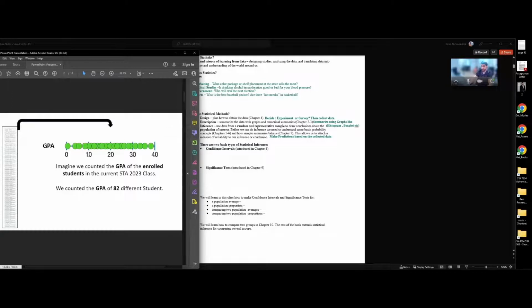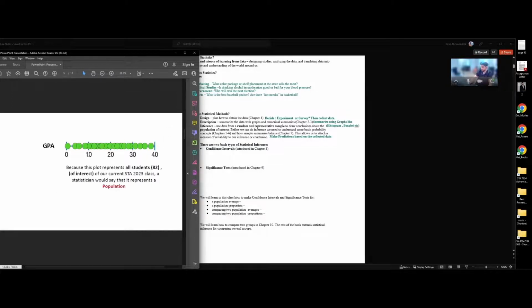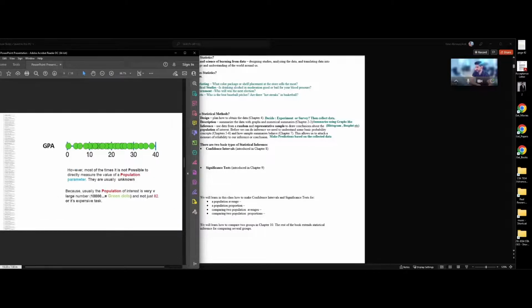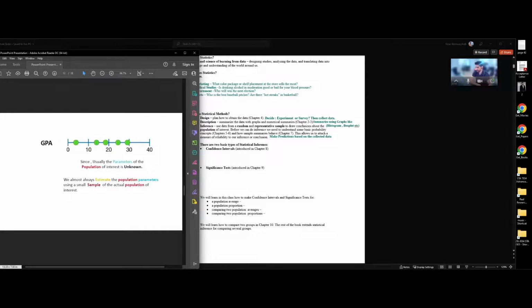Then the description. Let's say this graph is in the phase of description, and then the calculation of the mean of the sample is again in the description category, right? Because we calculate the numerical summary, which is the mean.